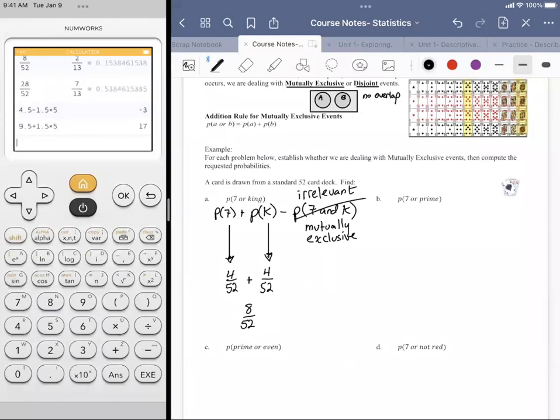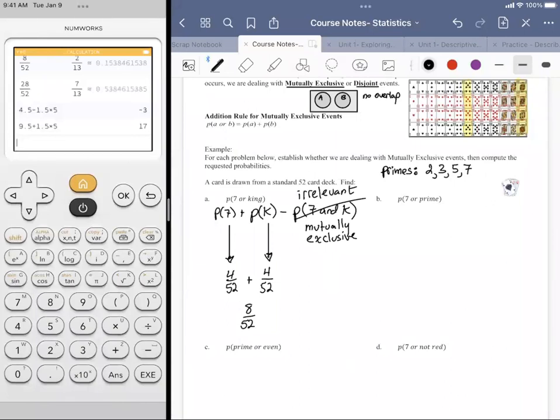Now, in the case of part B, 7 or prime, different story. Because you have cards that are both 7 and prime at the same time, and that's only because 7 is a prime number. So let me get the list of primes here, the relevant ones. You have 2, 3, 5, 7, and then after that you'd have 11, but there is no 11 in the deck. 13, 17, and so on.